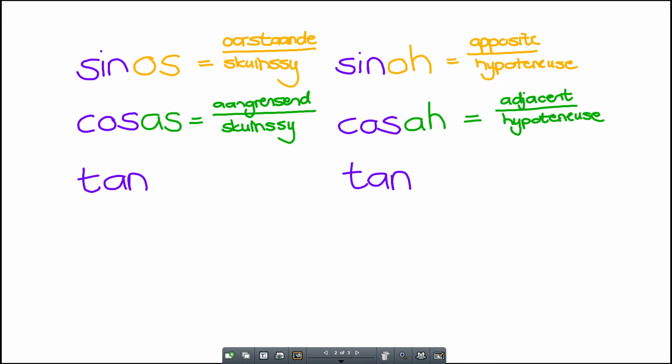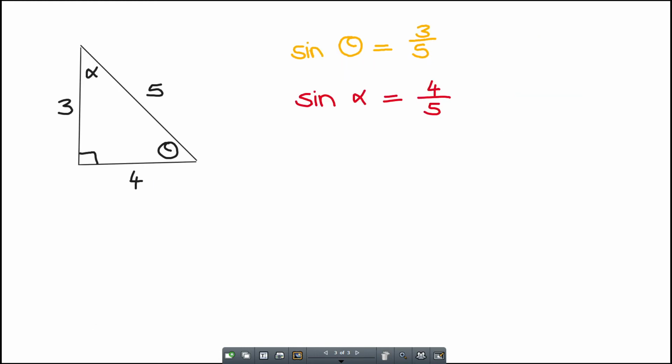Nou, can we try one? Okay, so kom ons kyk gou wat gaan wees cos alpha. So ek werk van alpha af, and cos means adjacent, which is 3 over hypotenuse, which is 5. Nou, goed, probeer gou vir myself, wat gaan cos theta wees?